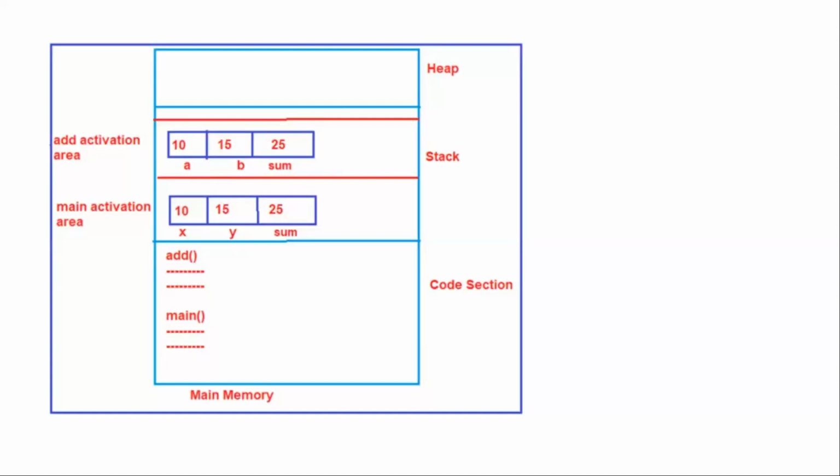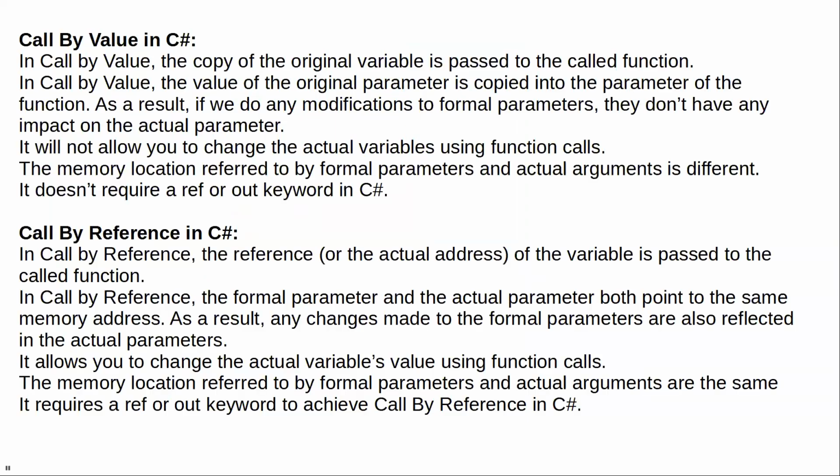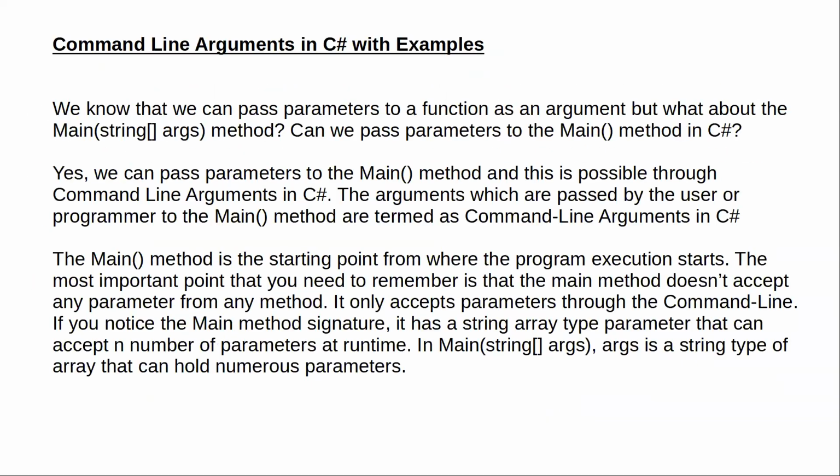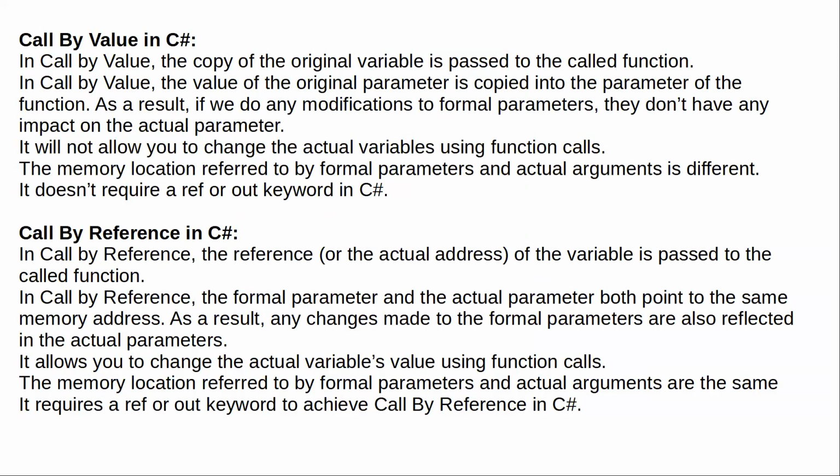Okay, so basically, you just copy the x value to a, copy the y value to b. This is called call by value. So just see, in the call by value, the copy of the original variable is passed to the called function. Okay, so the caller is the main, and the called function is the actual function which we are executing, whether sum or add.